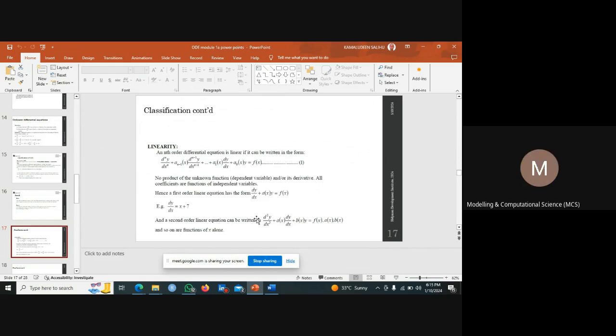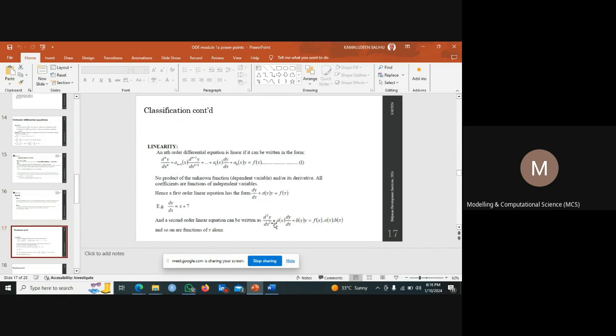Even from our basic mathematics, when we have an expression like x plus 7, maybe equal to 0, is it linear? It is linear because it does not have a power of anything. And a second order linear equation can be written in this form.